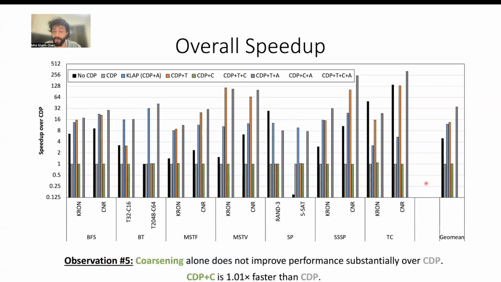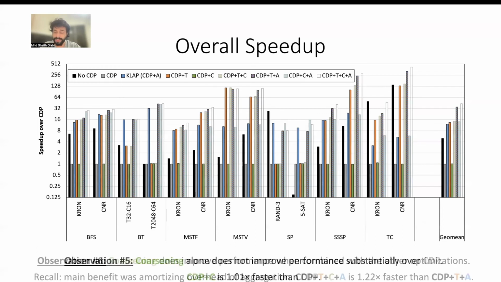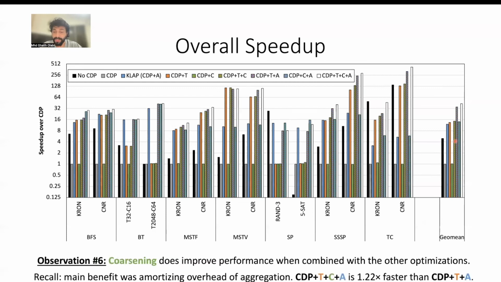Now, if we go to our fifth observation, we realize that coarsening by itself does not really improve performance over CDP. Our sixth observation is that coarsening, when applied with other optimizations, namely aggregation, improves performance substantially, because the main benefit was amortizing the overhead of the aggregation and disaggregation logic. So in this case, applying CDP plus T plus C plus A, which is all of our optimizations combined, is about 1.22 times faster than CDP plus T plus A.